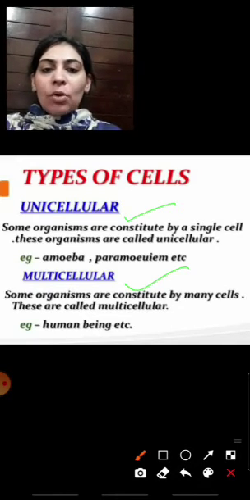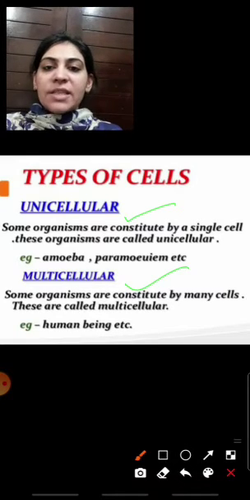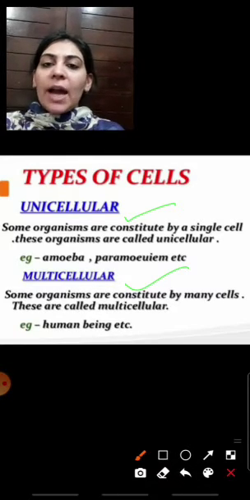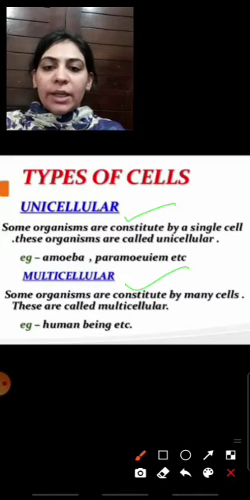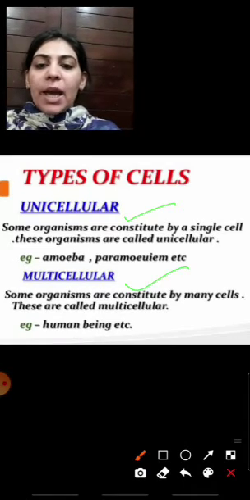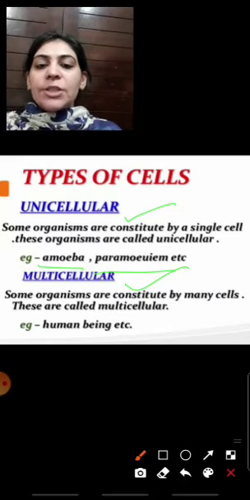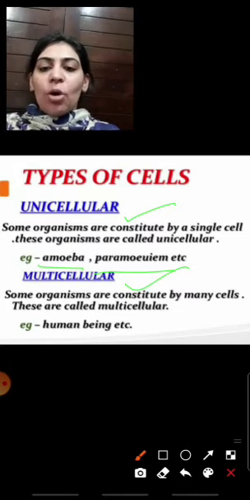Some organisms are constituted by a single cell. The organisms which have only a single cell in their body, and that single cell performs all the functions in their body, are called unicellular organisms. For example, amoeba and paramecium. These two are examples of unicellular organisms.